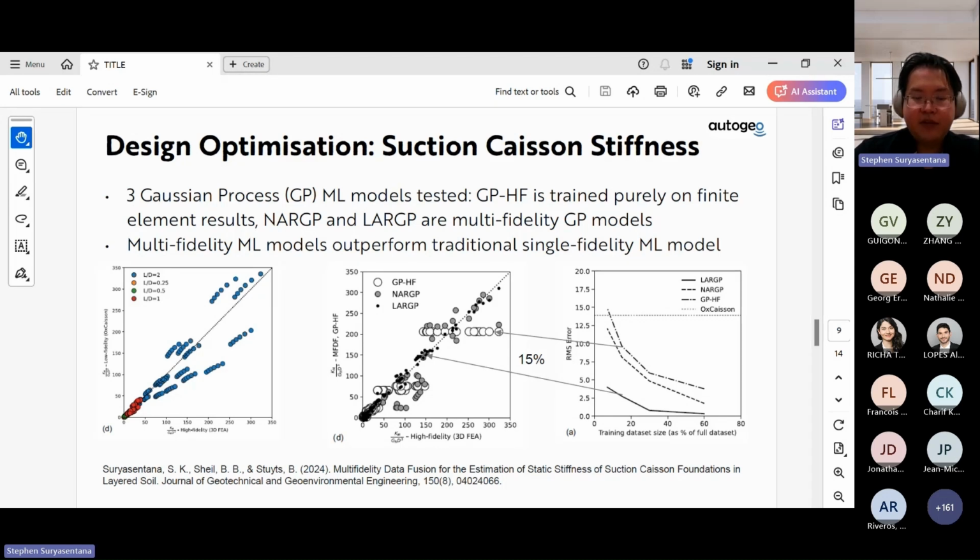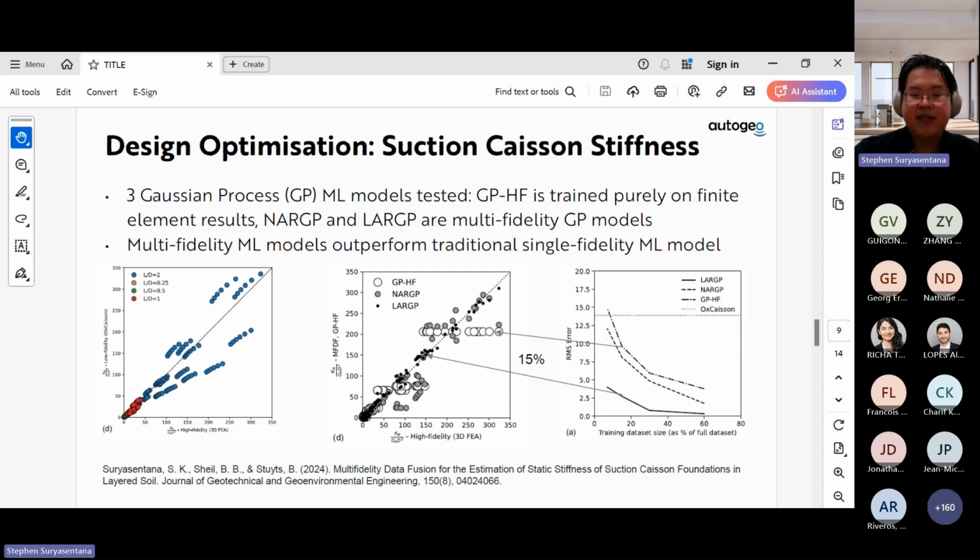If you look at the figure at the center, that's the comparison of all the 3 models, which have been trained on 15% of the full FE data set. And you can see that even with such a small amount of FE data for training, the multi-fidelity models outperform the traditional single fidelity machine learning model. And the figure on the right shows the root mean square error of each model, depending on the amount of FE data that's used for training. You can see that regardless of how much FE training data is used, the multi-fidelity models outperform the single fidelity traditional machine learning model.